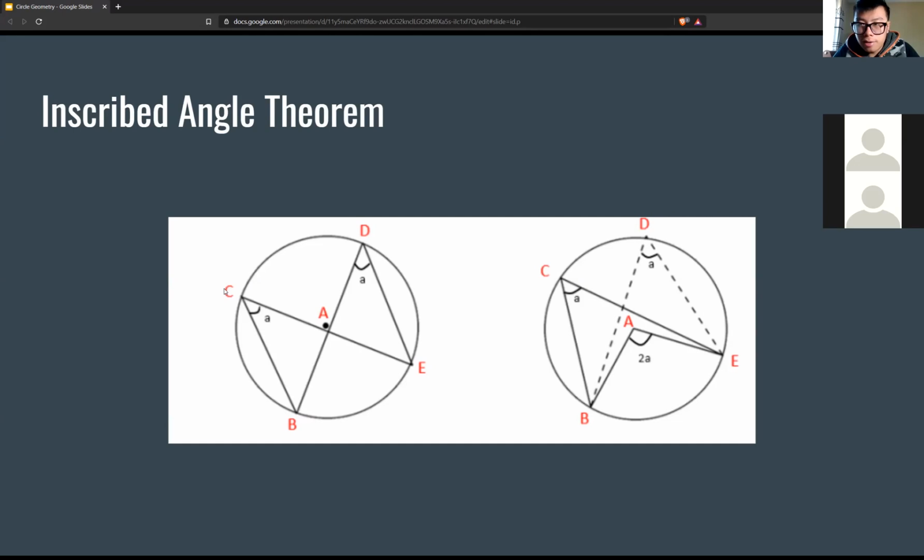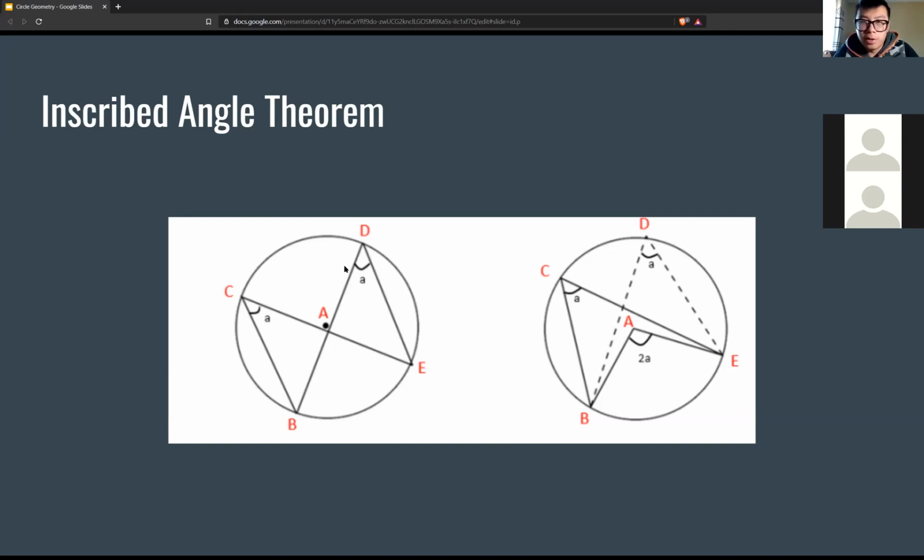And assume that they form an angle, let's call it A. And now let's choose another point on the circumference that's not C, B, or E. So in this case, we can choose D. Now we connect B to D and then E to D. What the theorem states is that BCE, so the angle formed by C, is equal to the angle formed by D, which is BDE.